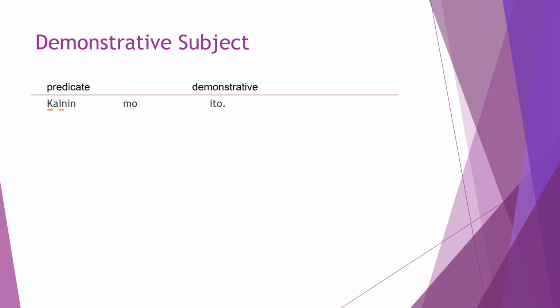Kainin mo ito. In English, it means you eat this. The demonstrative subject that is being used in this sentence is ito, and that word is this in English.